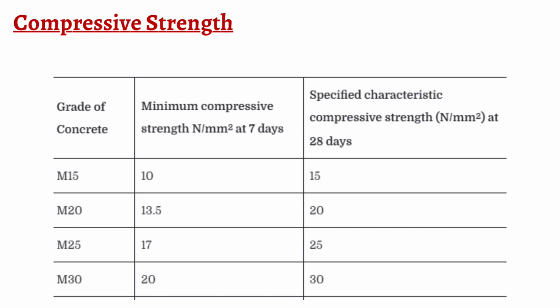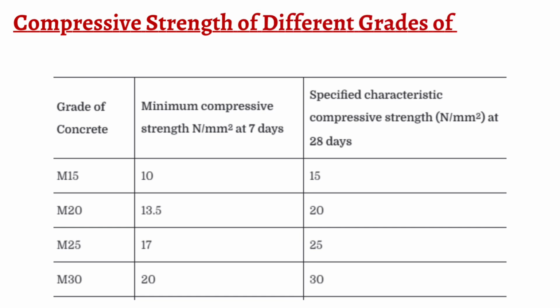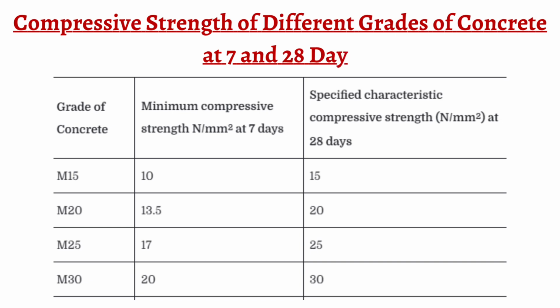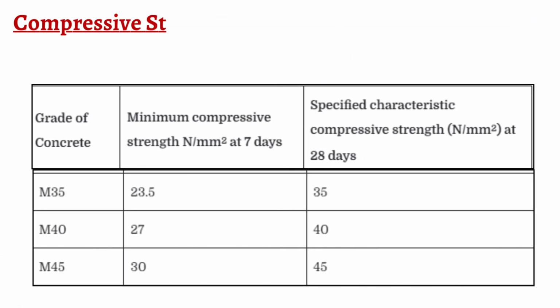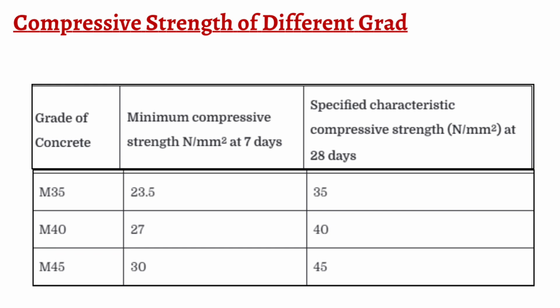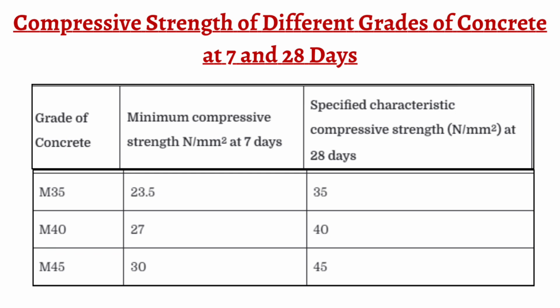Compressive strength of different grades of concrete at 7 and 28 days. If the grade of concrete is M15, then the minimum compressive strength at 7 days is 10 Newton per mm square, and at 28 days it is 15 Newton per mm square. For M20, at 7 days it is 13.5 Newton per mm square, and at 28 days it is 20 Newton per mm square. Like that for M25, 17 and 25; for M30, 7 days 20, 28 days 30; for M35, 7 days 23.5, 28 days 35; for M40 it is 27 and 40; and finally for M45 at 7 days it is 30 Newton per mm square, and at 28 days it is 45 Newton per mm square.